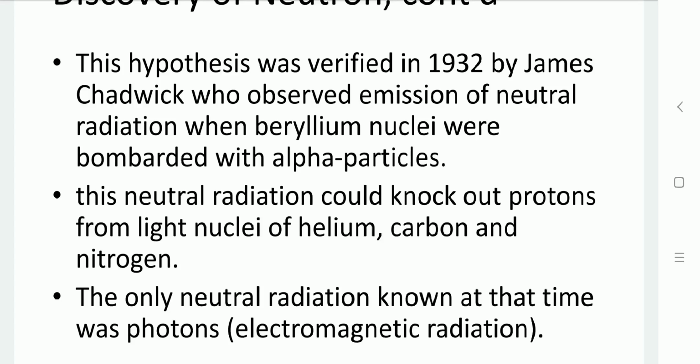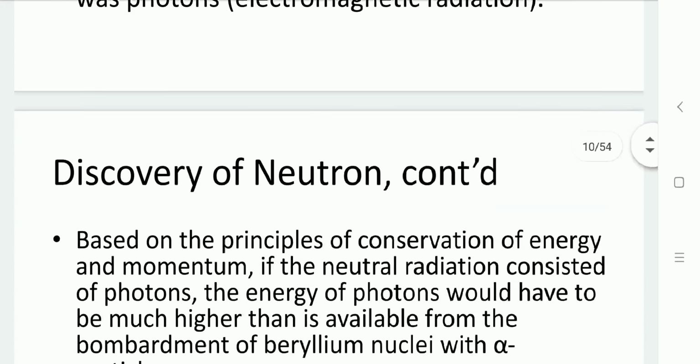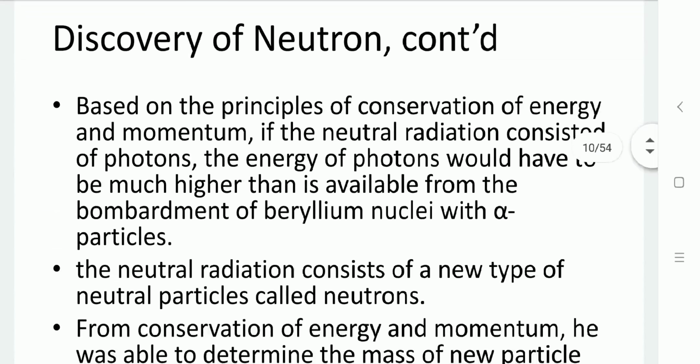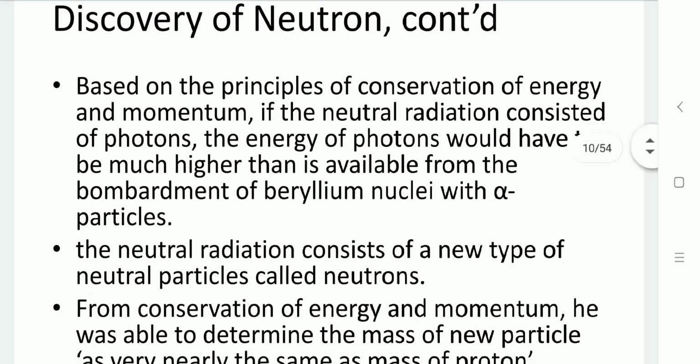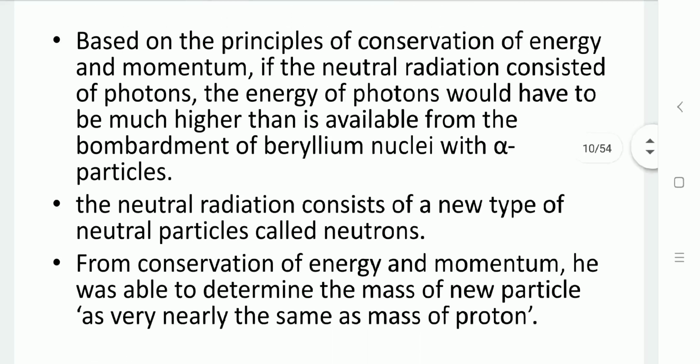Based on the principle of conservation of energy and conservation of momentum, if the neutral radiation consisted of photons, then the energy of the photons would have to be much higher than what is available from the bombardment of beryllium nuclei using alpha particles. So the neutral radiation consists of a new type of neutral particle, which is called the neutron, and from the conservation of energy and momentum, the mass of the particle can be determined, which is very nearly the same as the mass of the proton.